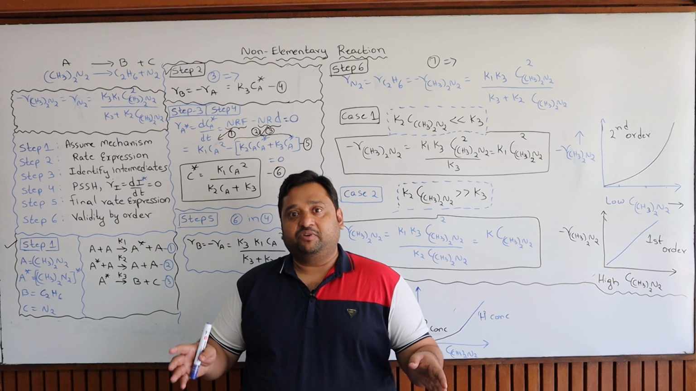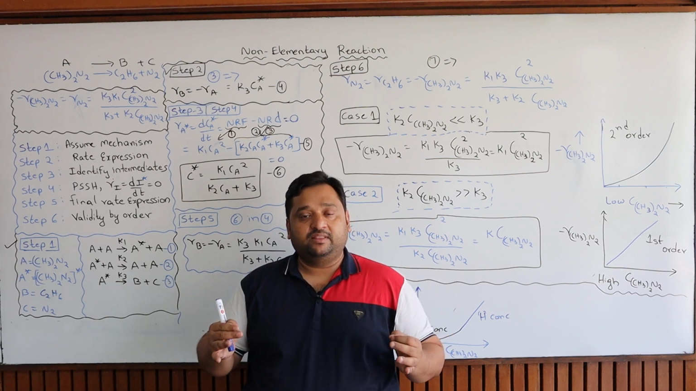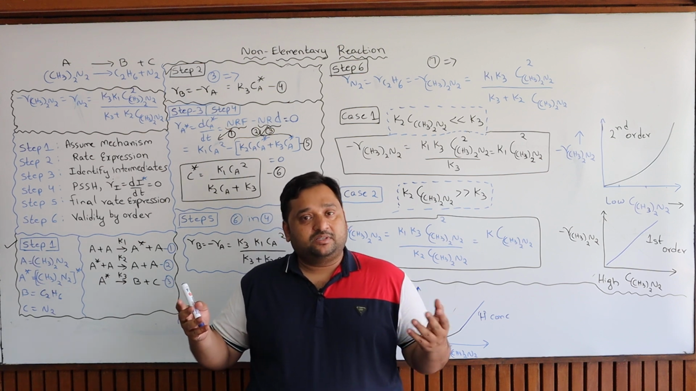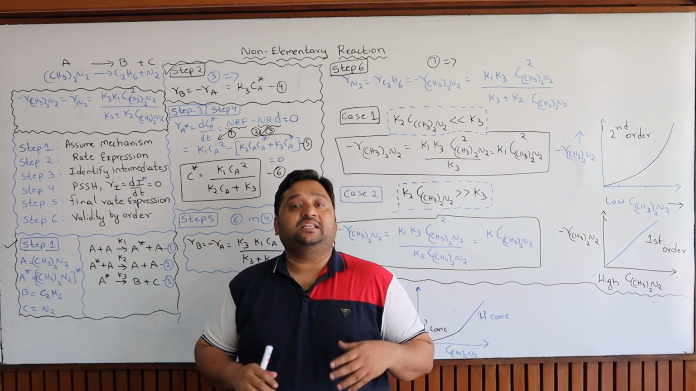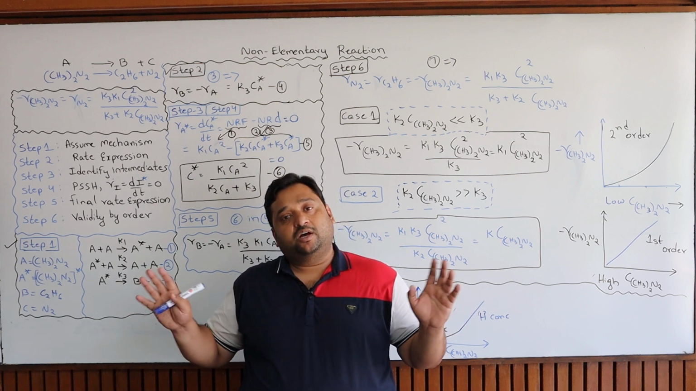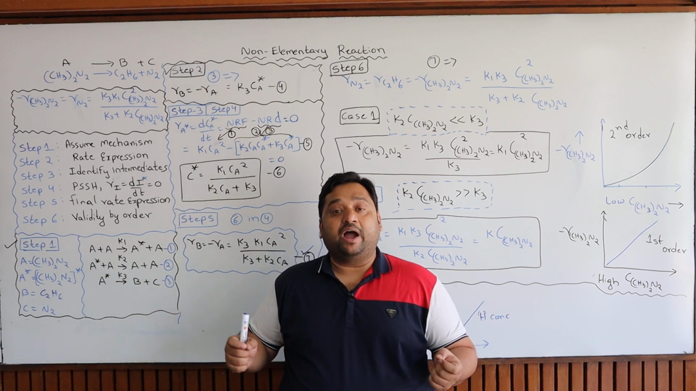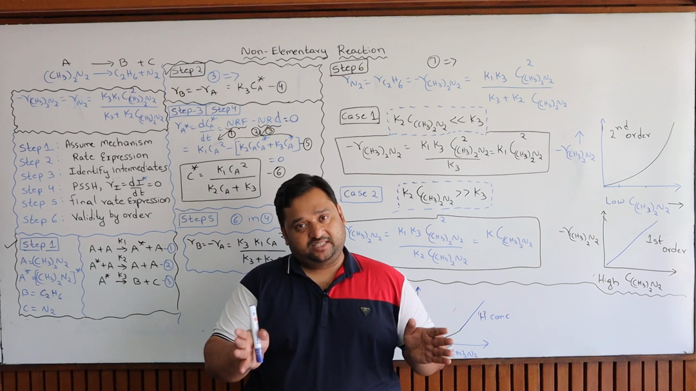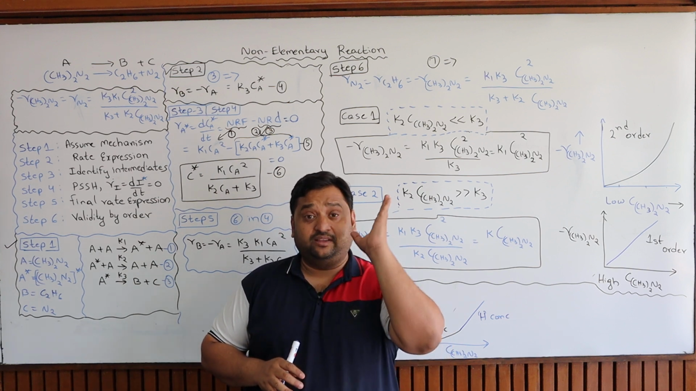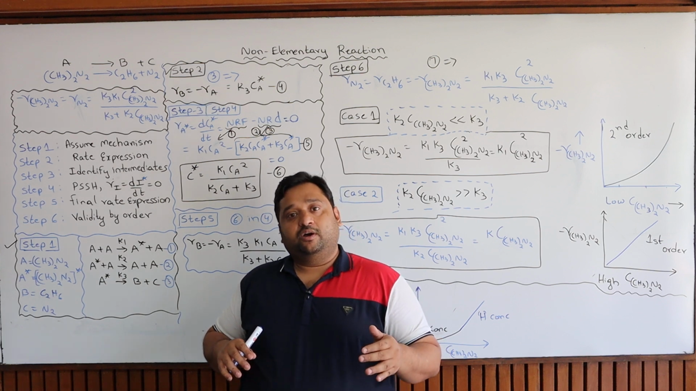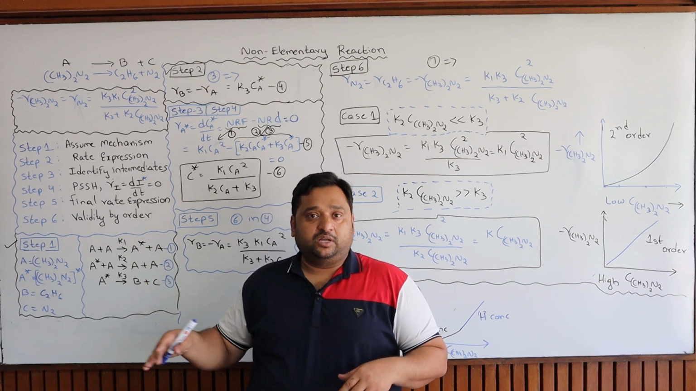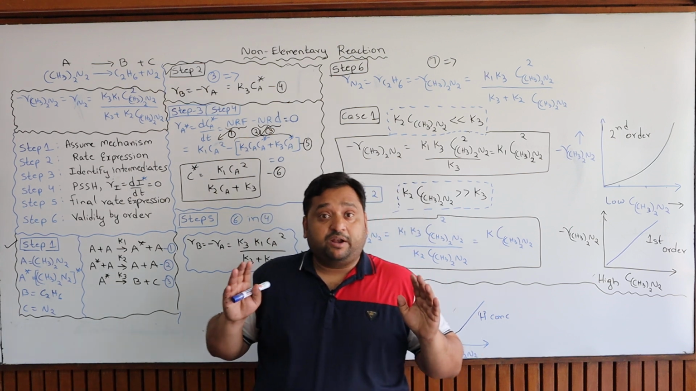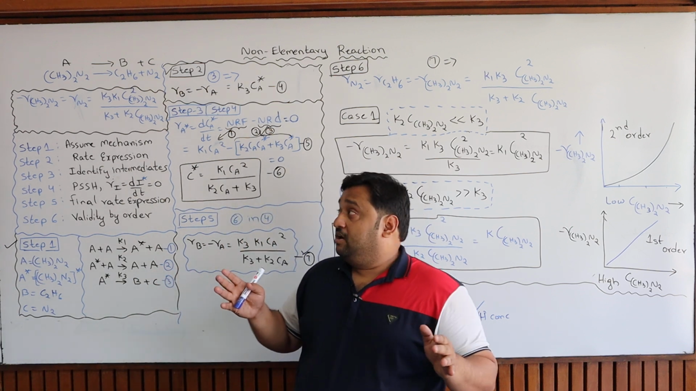In the last class, we discussed how to deal with non-elementary reactions. There are two mechanisms, the non-chain mechanisms and chain mechanisms, because in both we have to identify the intermediates and apply the pseudo steady state hypothesis to get the rate expression. Please follow my earlier lecture, because this is a continuation of it. Today we will find out the rate expression.